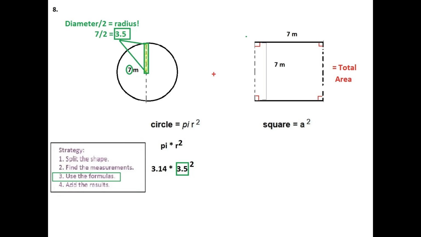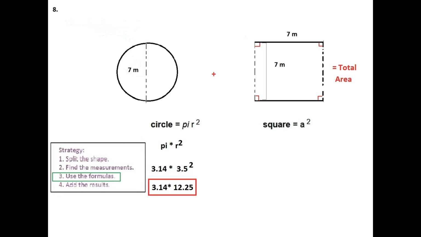So pi times r squared. Don't use the entire diameter. So 3.14 times 3.5 squared. Now, that becomes 3.14 times 12.25, and we end up with 38.465. That's going to be our area for this circle.